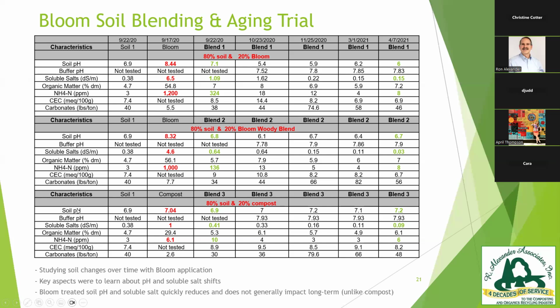Where if you look at the compost down here, here's your soil at 6.9, and there's your compost at 7.0, and then we blended it in, and there's a slight rise in the pH, right? So all that really means is this compost has more of a buffering capacity than the Bloom does. Buffering and pH change are related to the volume added to the soil. So you always have to remember that.